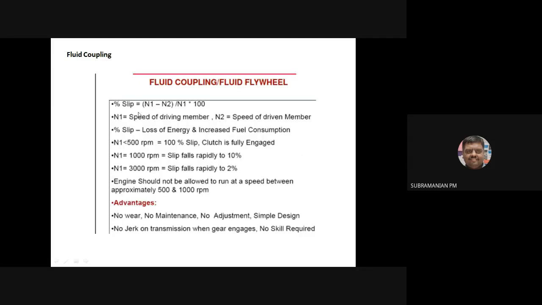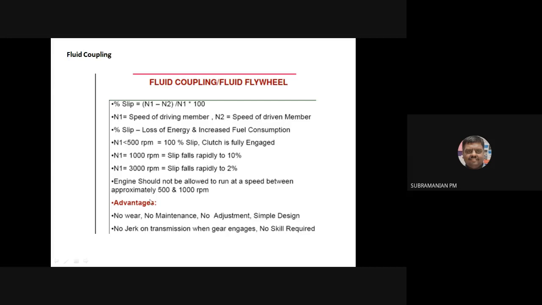And this one, what I have explained, the same thing, only I'm going to elaborate now. Percentage slip is defined as capital N minus small n divided by capital N. Instead of capital N and small n, I'm using N1 and N2 for better understanding. This slide is taken from Kirpal Singh, who used N1 and N2. N1 is the speed of the driving member and N2 is the speed of the driven member. So N1 is the impeller speed and N2 is the turbine speed. Percentage slip is N1 minus N2 divided by N1, into 100.